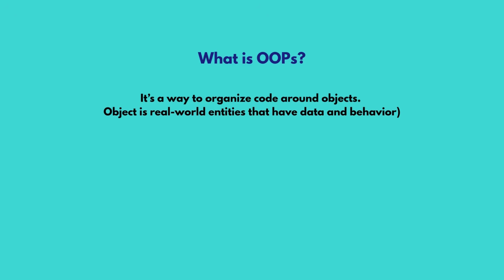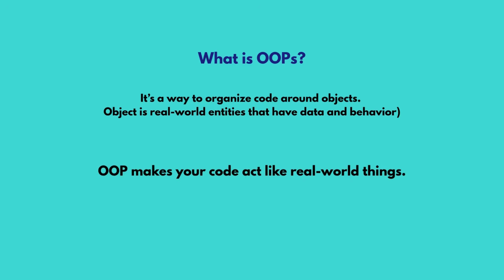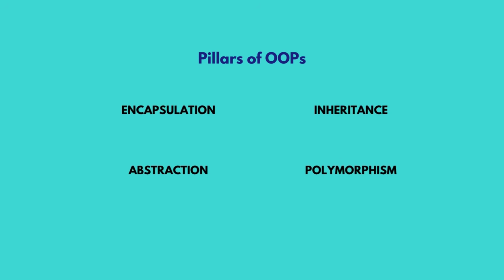Okay, so objects are real world entities. That could be any real world entity that has some data and some behavior. And OOPS makes your code act like a real world thing. So you will be able to understand better and code better when you relate it with any real world entity. There are four main pillars of object-oriented programming: encapsulation, inheritance, abstraction, and polymorphism. Okay, so we'll be discussing all these in detail.